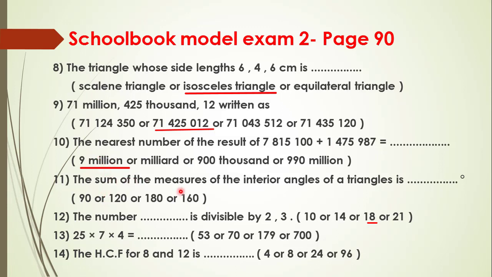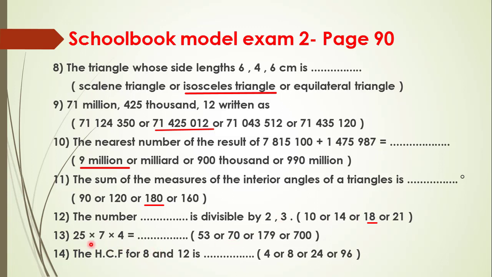11. The summation of measures of the interior angles of a triangle, of course, yes, excellent, 180. The number 18 is divisible by 2 and 3. 18 divided by 2 equals 9 and 18 divided by 3 equals 6. So 18 is divisible by 2 because it's an even number. Also divisible by 3 because the summation 8 plus 1 equals 9. And of course we know the timetable, 3 times 6 equals 18.